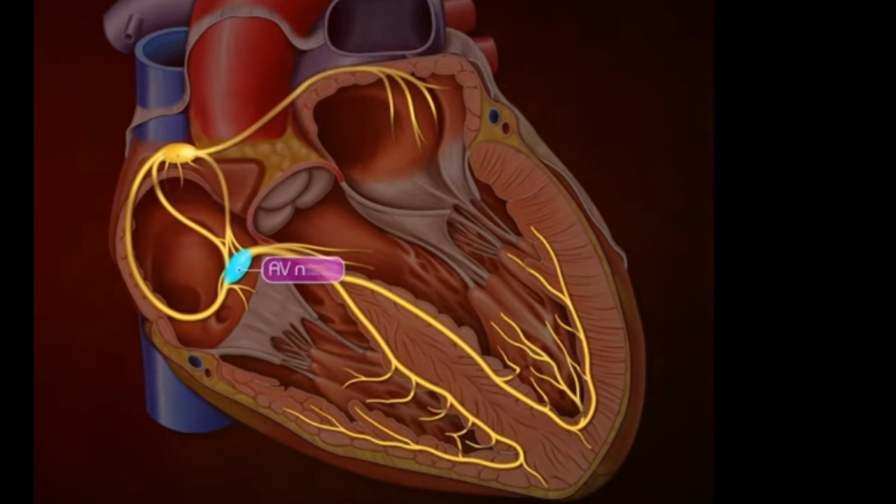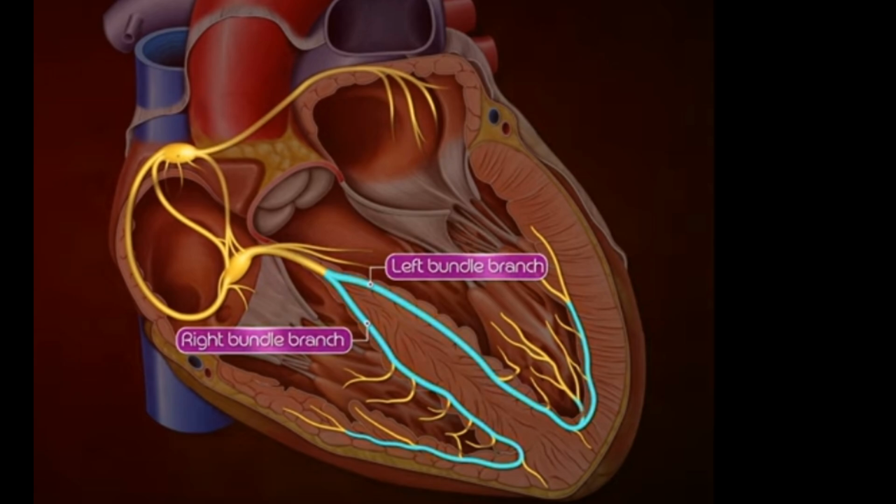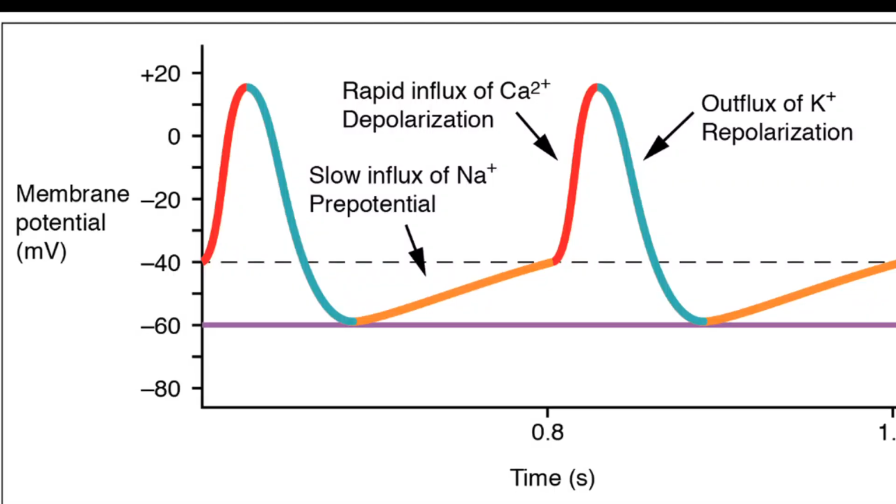An interesting fact: the SA node isn't the only part of the heart that can generate action potentials. The AV node and Purkinje system can also do this, but at a much slower rate. In fact, the SA node has the fastest intrinsic rate of depolarization, making it the dominant pacemaker.